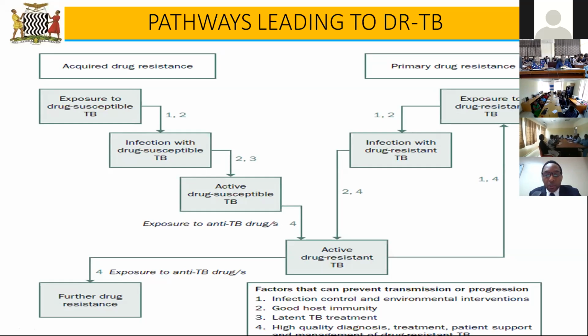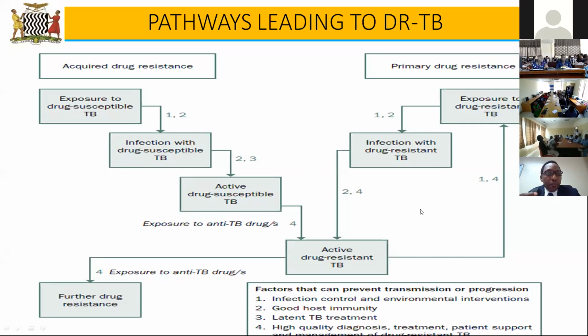I hope now we've put things in perspective, and perhaps somebody can take this opportunity to review the answer to the poll question. The answer was D. So primary drug-resistant TB comes as a result of being in close contact with a patient with drug-resistant TB. So the answer to our question is D.